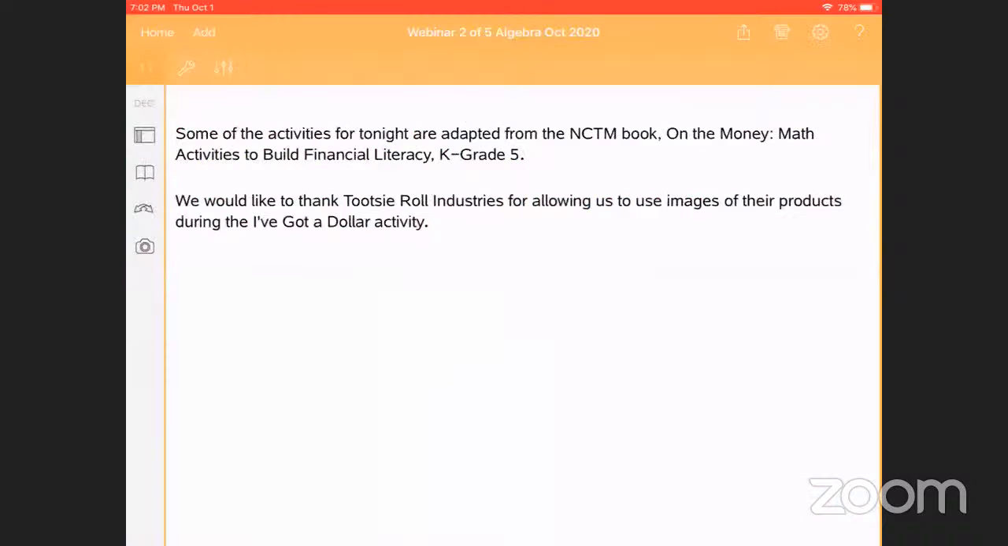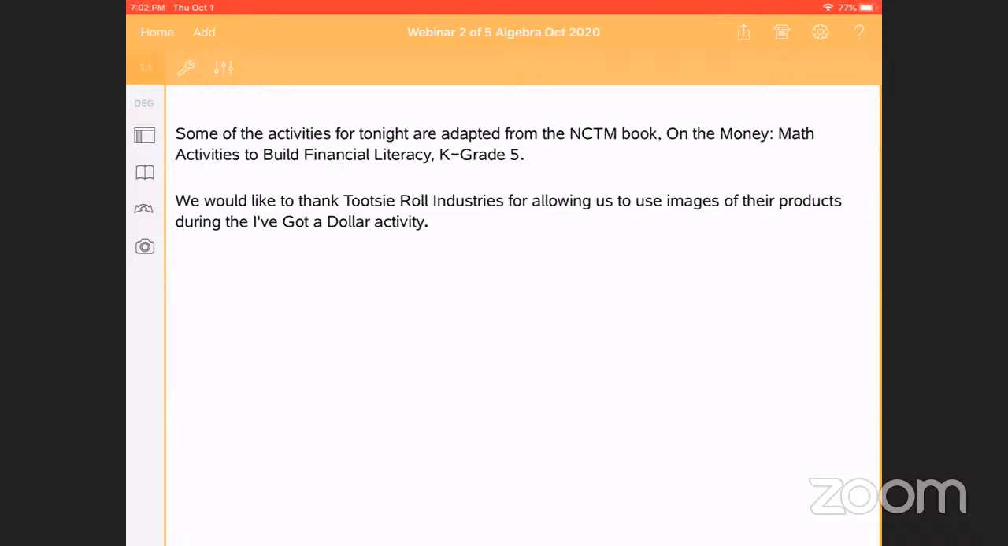I'm going to be talking about some activities first that are adapted from the NCTM book On the Money. It's On the Money: math activities to build financial literacy in kindergarten through grade 5. What's really cool about this book is how it incorporates the financial literacy standards and skills into the mathematics curriculum. I was fortunate enough to write this book with Mike, along with Jenny Bay Williams and Johnny Ashurst, and we were able to produce this for NCTM. The other shout out I'd like to give is to the Tootsie Roll Industries for allowing us to use the images of their products during the I've Got a Dollar activity. So thank you to them for that.